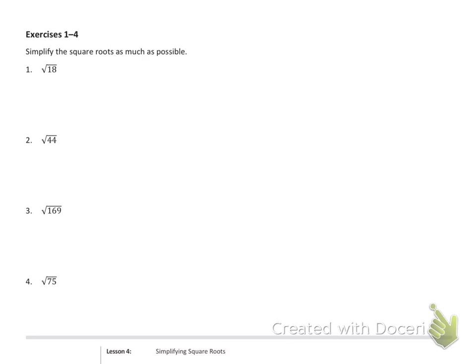Okay, so the square root of 18, I can rewrite 18 as 9 times 2, 9 being a perfect square. That's why I'm writing that. I could write it as 6 times 3, but neither of those are perfect squares, so that doesn't help me. But 9 times 2, and then this becomes the square root of 9 times the square root of 2. The square root of 9 is the square root of 3 squared, or 3. And this is 3 square root 2. So that's 3 times the square root of 2 there.